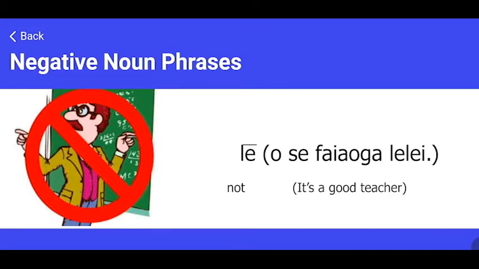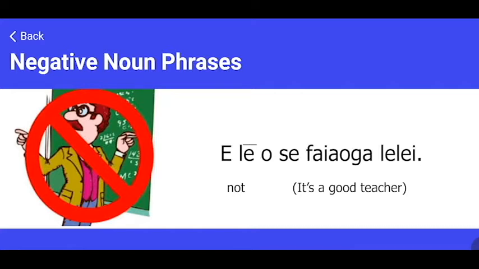So the le is also accompanied by a tense marker. We haven't talked about that yet, but e is going to go before le. So ele o se faya ongalele.